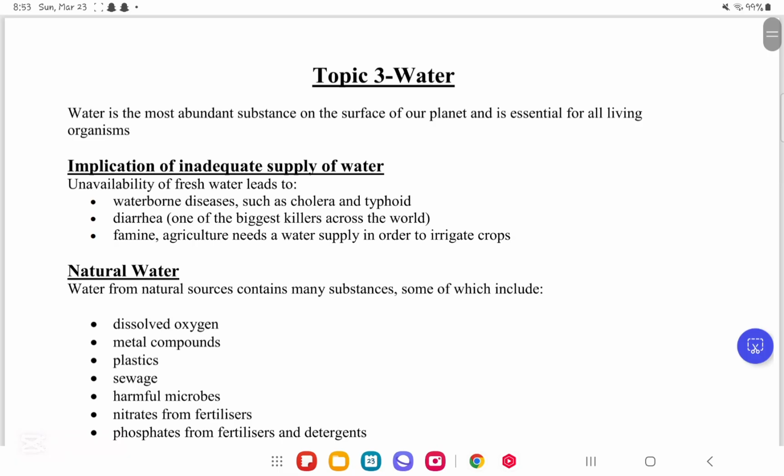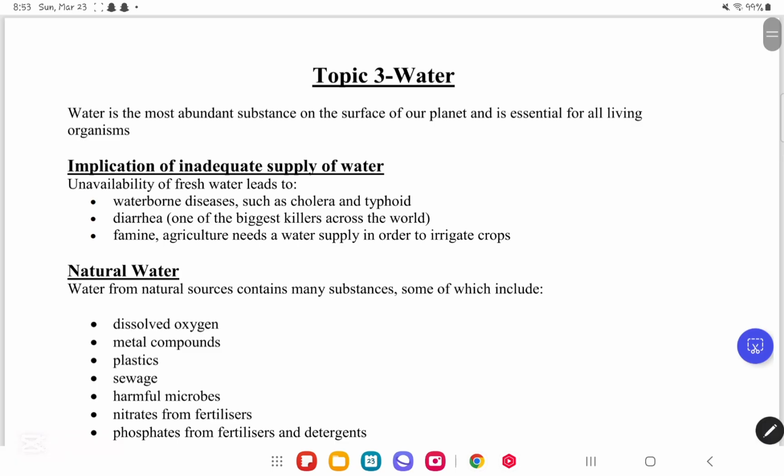Okay, we start with the first sentence, which states that water is the most abundant substance on the surface of our planet and is essential for all living organisms. This is very important. It literally just summarizes why we need water in life. Okay. And then later on in the topic, we're going to be discussing how we purify water, why water is important for living things, and so on.